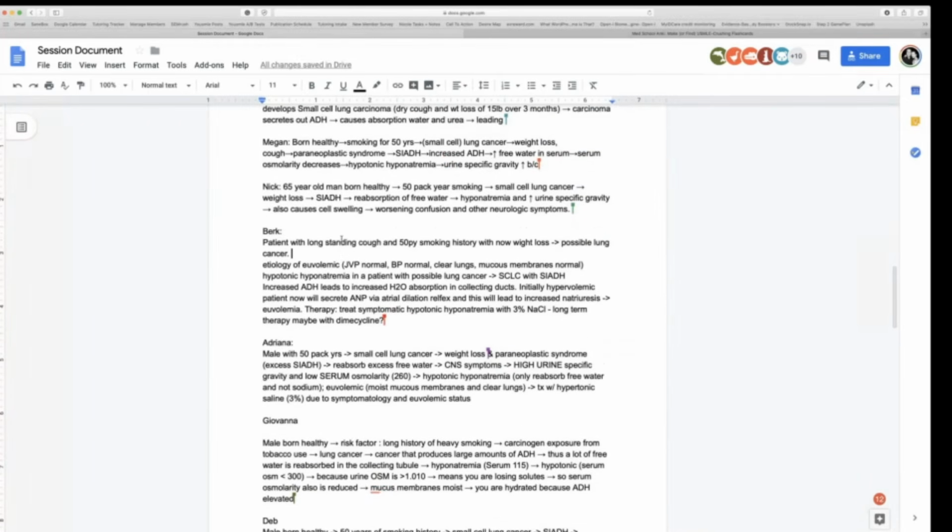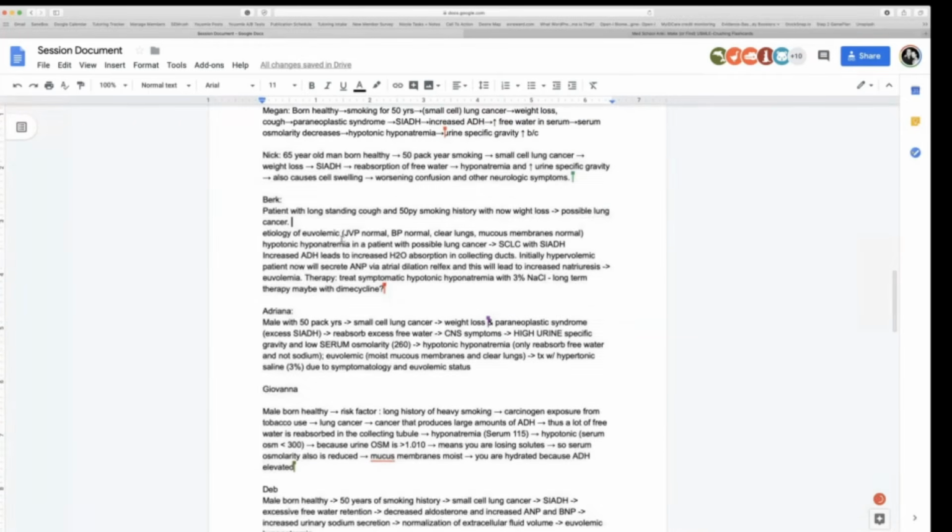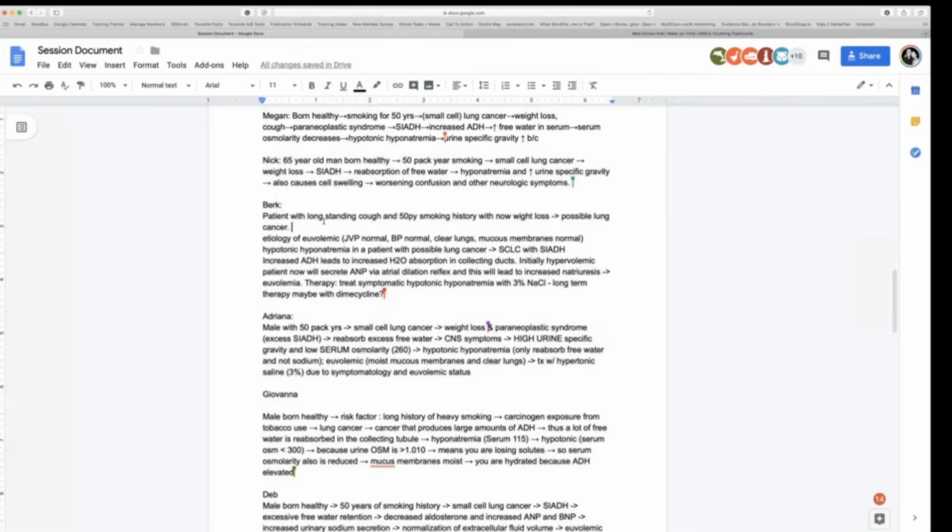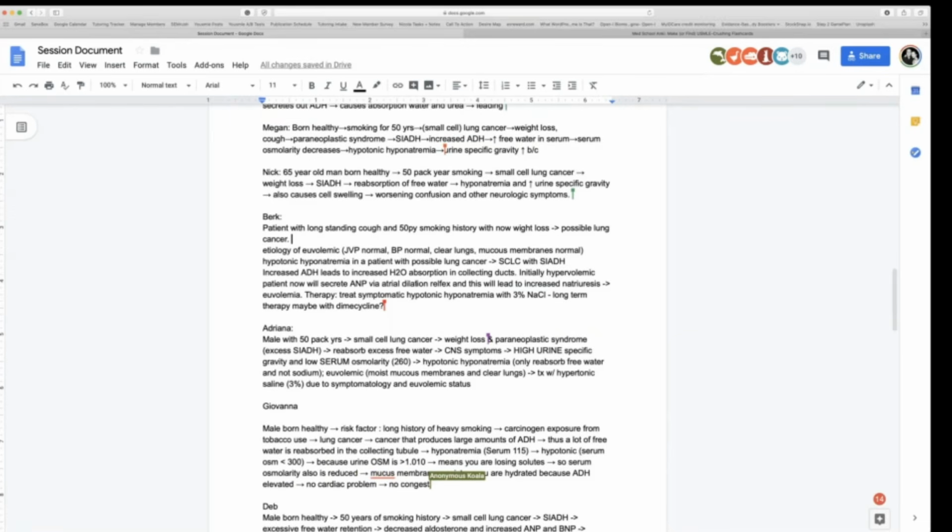Let us go to Berg. A patient with longstanding cough, weight loss, plus lung cancer. Again, I would do this in the form of a pathophysiologic chronology. In other words, from the day that he was born to the day that he presented, I want you to put all these things together, not sentence by sentence, which is what I think you did. Instead, I would do it like Adriana did. Other than that, that looks pretty good.